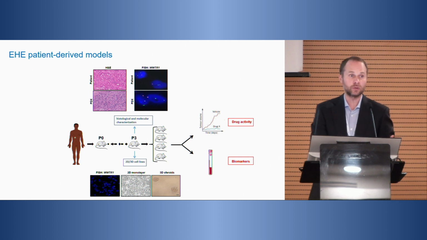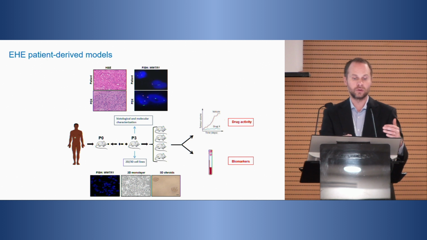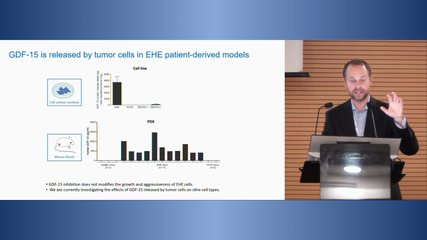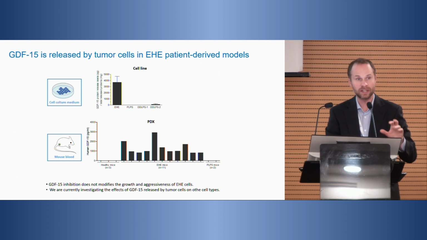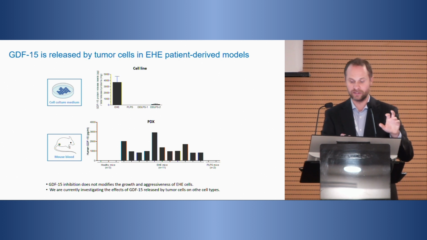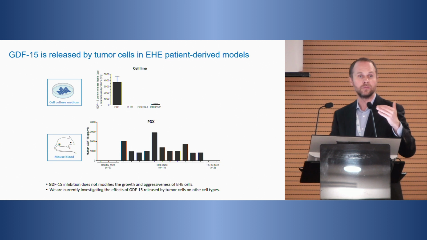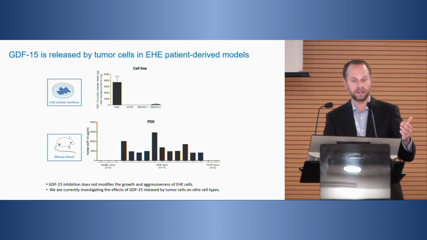And we were lucky enough to generate patient-derived models, so a tumor that grows in mice and that also grows as cell lines. And in these tumors, which were derived from a patient with a very severe EHE, we were able to conduct some experiments to understand whether the tumor cells actually produced GDF15. And this part is about the cell lines that I showed you before, and this is about the PDX, which is the immunocompromised mice with the human tumor growing in, all right?